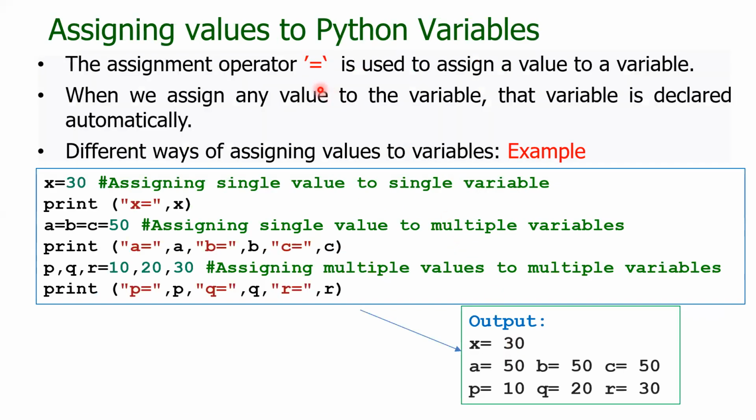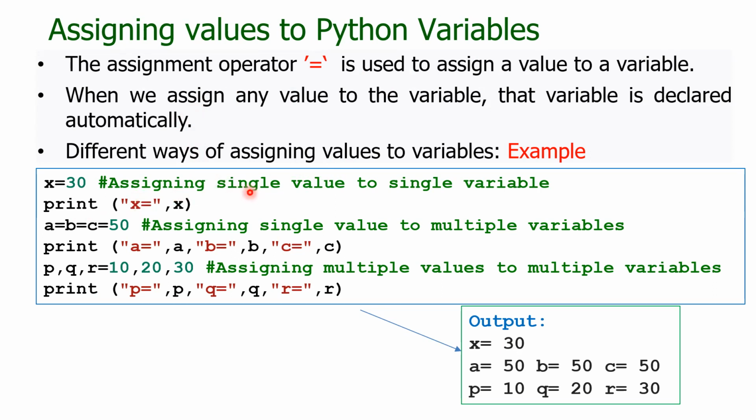Now let us see how to assign the values to Python variables. The assignment operator equal to is used to assign the value to a variable. When we assign any value to the variable, only then the variable is declared automatically. That means we need not define it explicitly. Whenever we assign a value to any variable, only then the variable is declared automatically. There is no explicit declaration required. And there are different ways of assigning values to the variables.